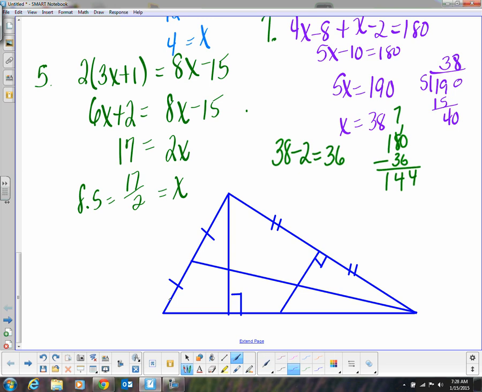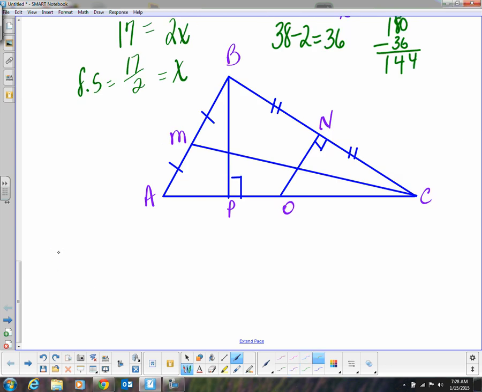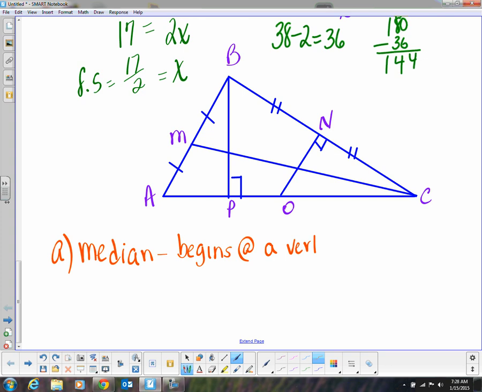All right. So you've got A, M, B, N, C, O, and P. All right, so I have asked for a median. So let's review what is a median. Median begins where? Where does a median begin? Vertex. And ends where? Where on the opposite side? Midpoint. Midpoint of the opposite side. Do you know what a median in a highway is?